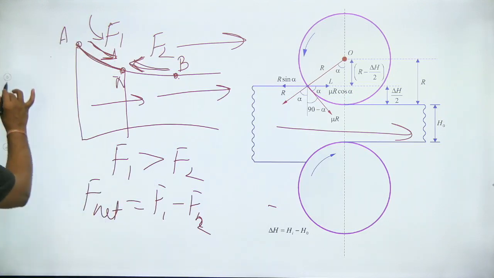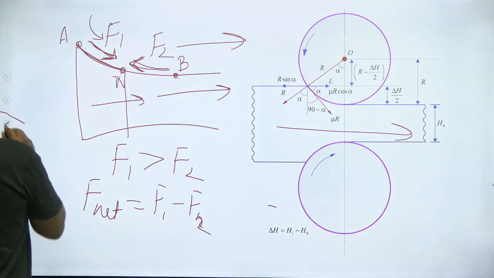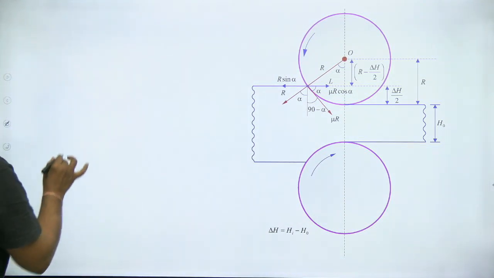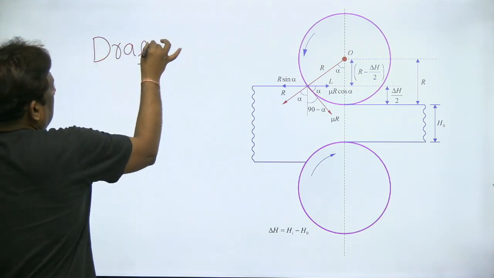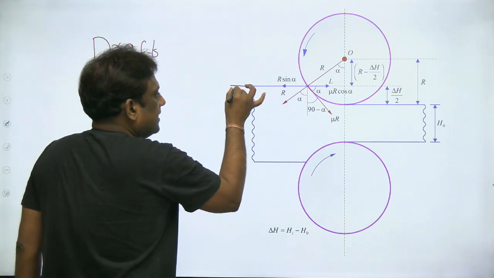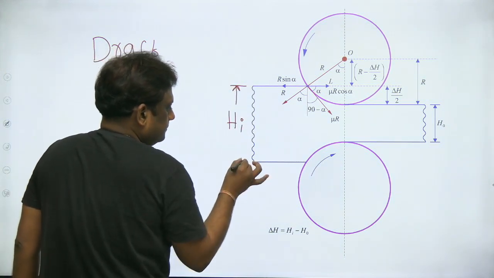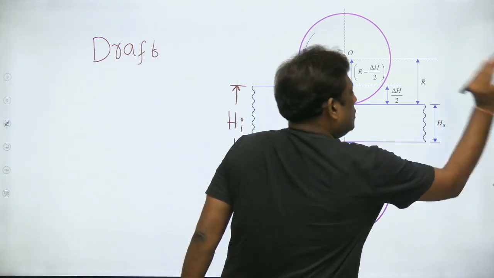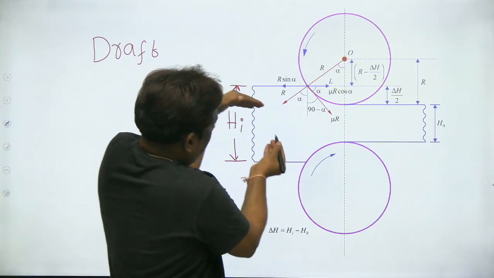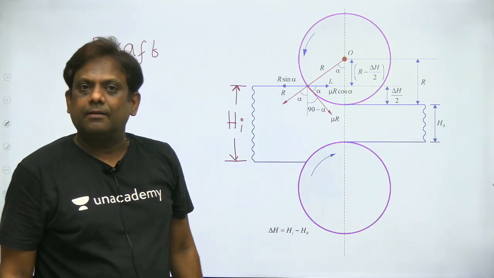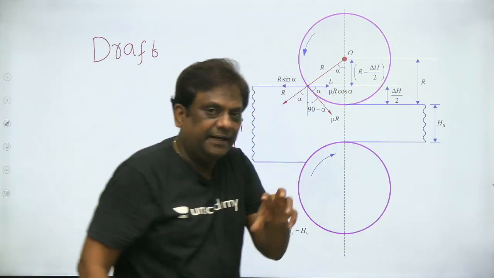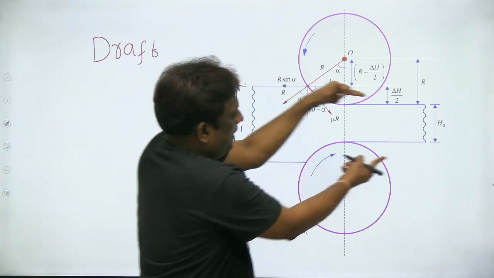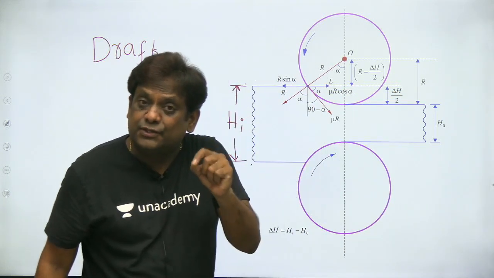Excellent, my dear students. Now, I'll introduce some new terms. I'll use one word, draft. Let the initial thickness be HI at the inlet, and HO at the outlet. The thickness is getting reduced from HI to HO. I repeat, the thickness is getting reduced from HI to HO. That reduction in thickness is known as draft.